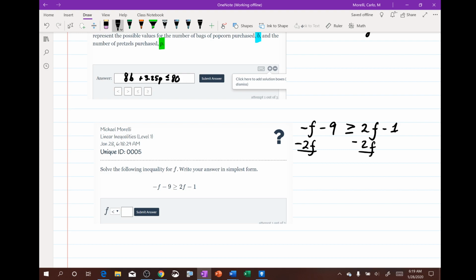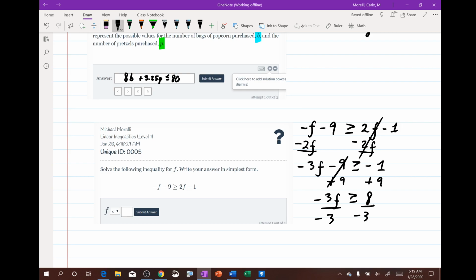All right, now on the right, the 2f minus 2f cancels out, and on the left we have negative 1f minus 2f, that's negative 3f, minus 9 greater than or equal to negative 1. We'll add 9 to both sides. Now we have negative 3f greater than or equal to negative 1 plus 9 is 8. Okay, we're going to divide both sides by negative 3.